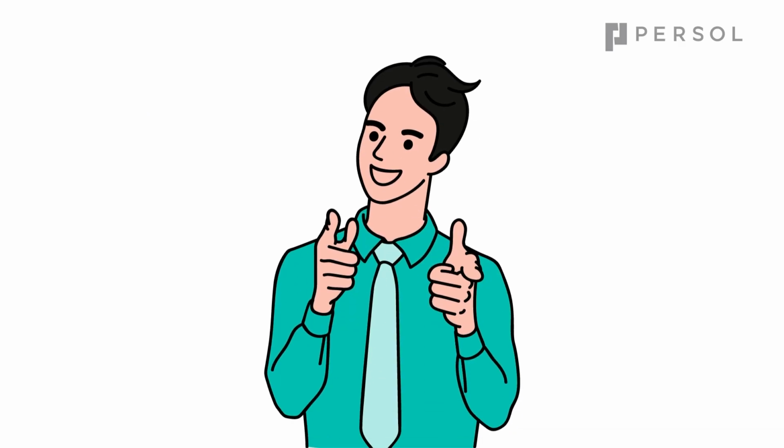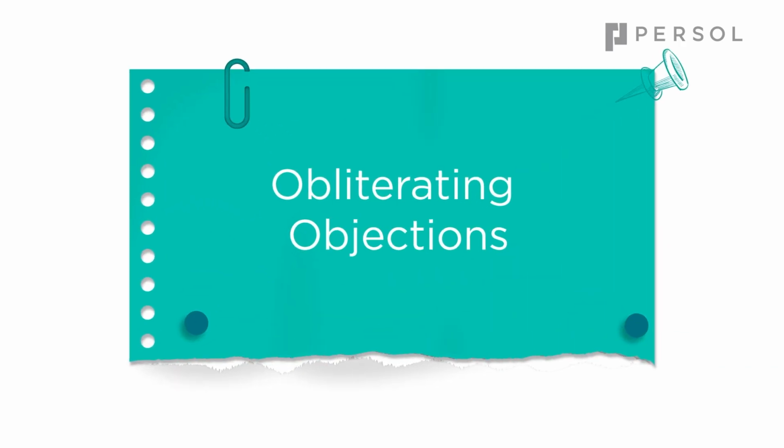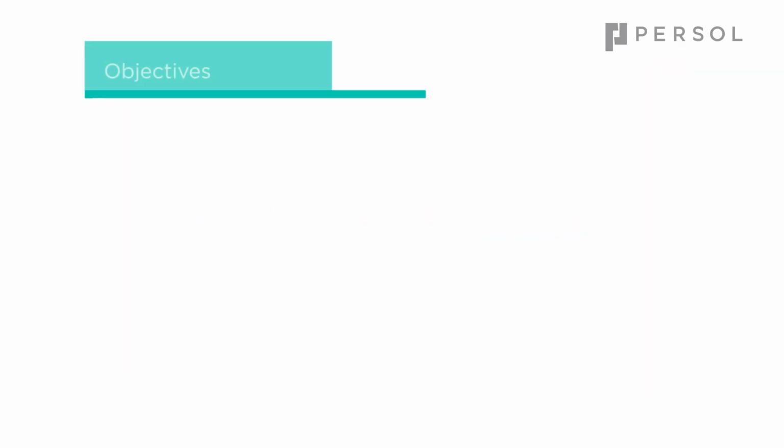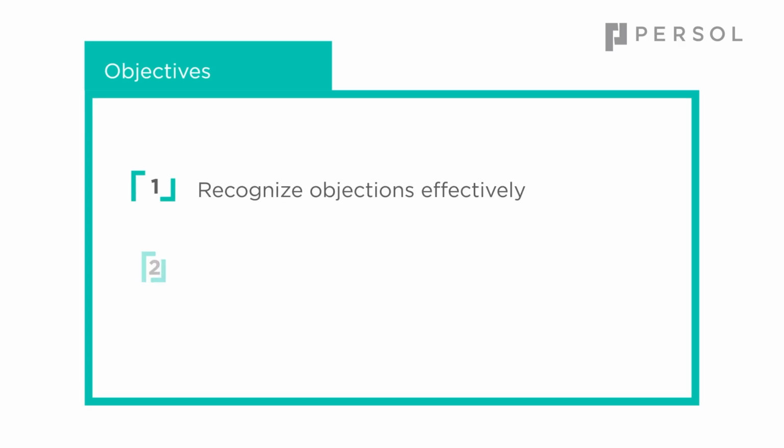I hope you have been enjoying the learning session so far. We have now come to the final lesson of the training module. Let's continue. Obliterating objections. From this lesson, we should be able to recognize objections effectively and learn objection handling tactics.